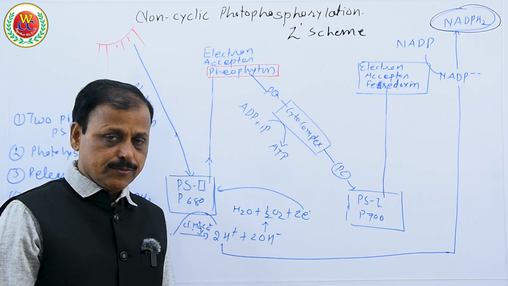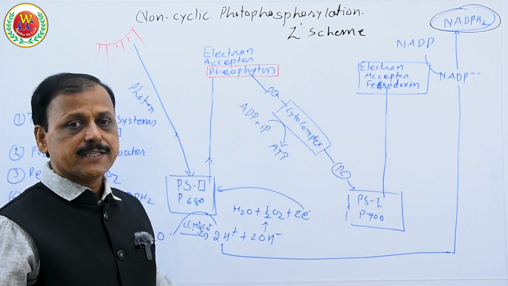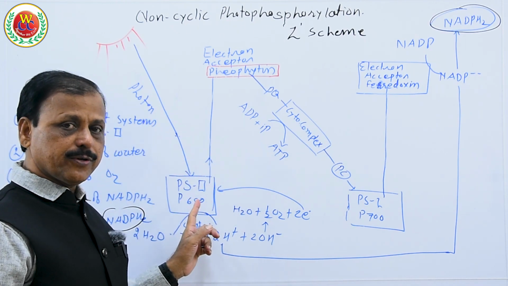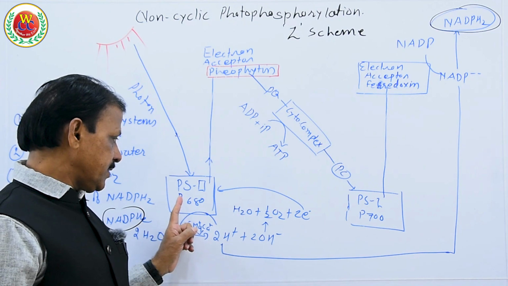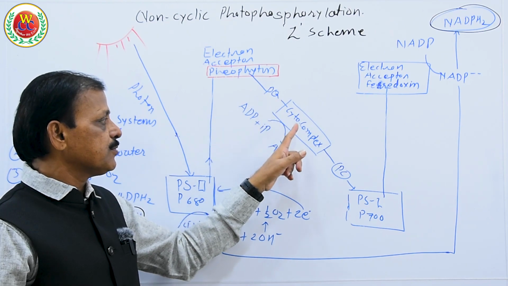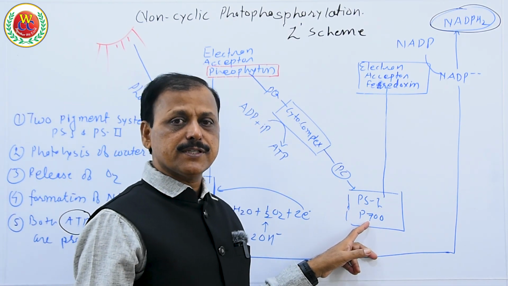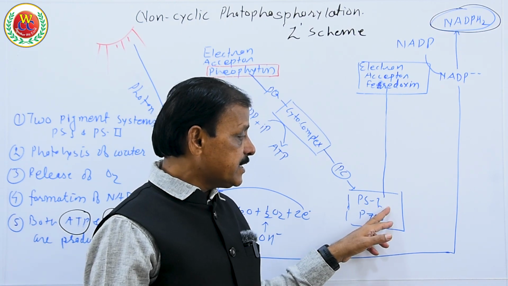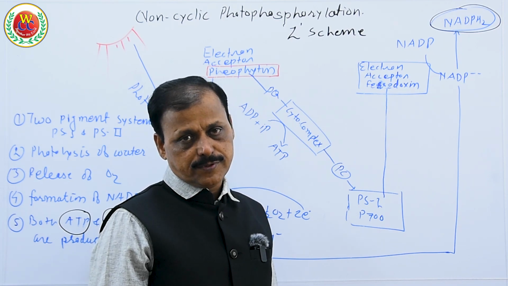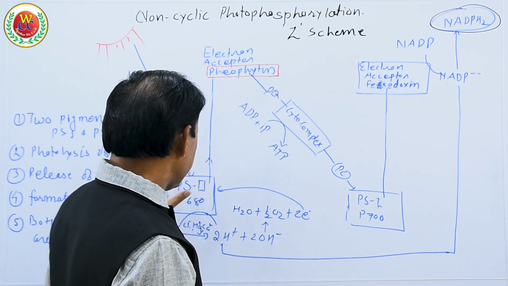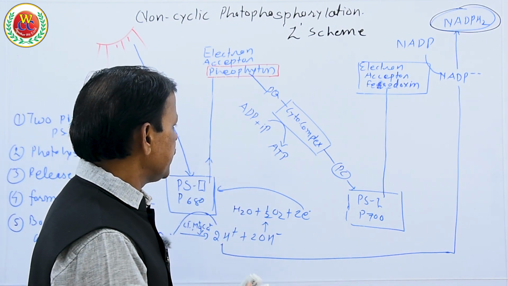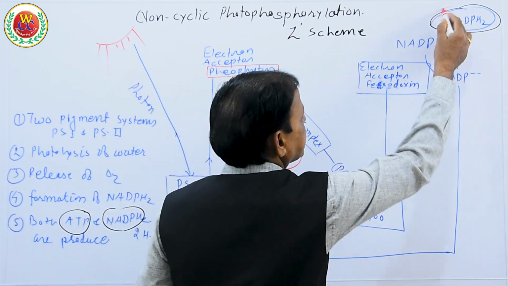So you should also practice it as a schematic flow chart of non-cyclic photophosphorylation. Once again, the electron flows from PS2 to the electron transport chain: pheophytin, plastoquinone, cytochrome complex, plastocyanin, PS1. Now the electron released from PS1 is used for reduction of NADP to form NADPH2. Thus the final products of non-cyclic photophosphorylation are ATP and NADPH2.